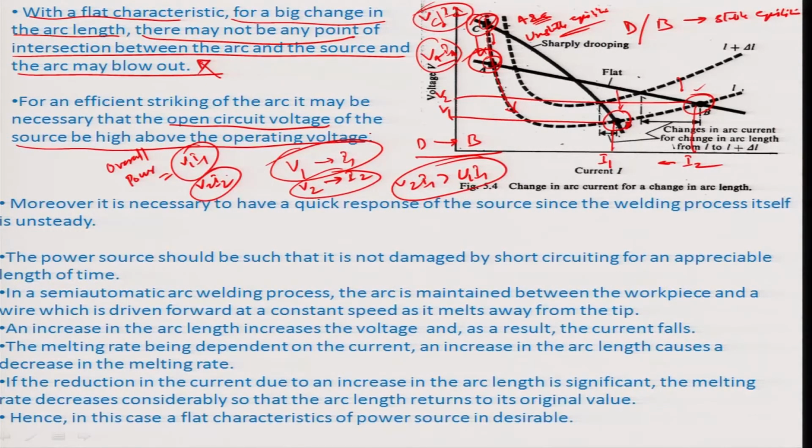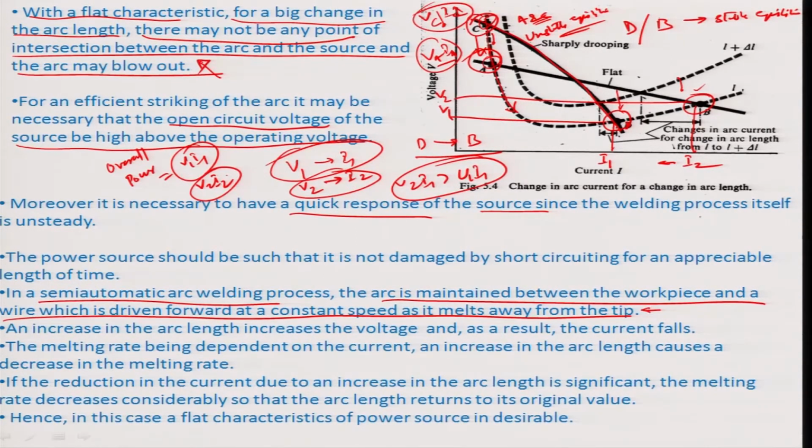Now, when we talk about when the flat characteristics could serve a better purpose, obviously the drooping characteristics would have a very quick response in terms of VI variation, because of the nature of this curve, as you can see here, it is suddenly drooping down because of a large change in voltage corresponding to a small change in current. So, the question of flat characteristics comes into picture when we talk about the semi-automatic arc welding process, where the arc is maintained between the workpiece and the wire, which is driven forward at a constant speed.